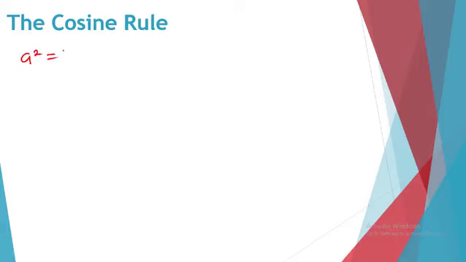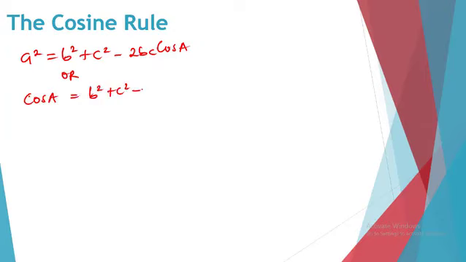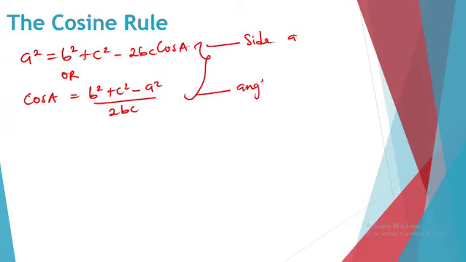a squared equals b squared plus c squared minus 2bc cos A, or we have cos A equals b squared plus c squared minus a squared all over 2bc. We use this when solving for anything that has to do with A. We use the first when solving for side a, and the second when solving for angle A. This is number one.